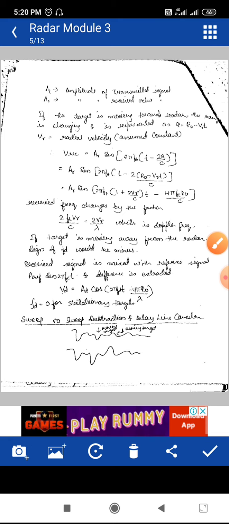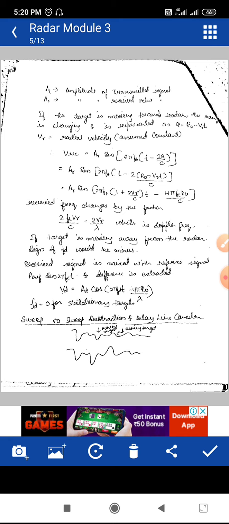Now if the target is moving away from the radar, the sign of fd will be minus 2 times Vr by lambda. So this is the only difference we get when the target is moving away from the radar.